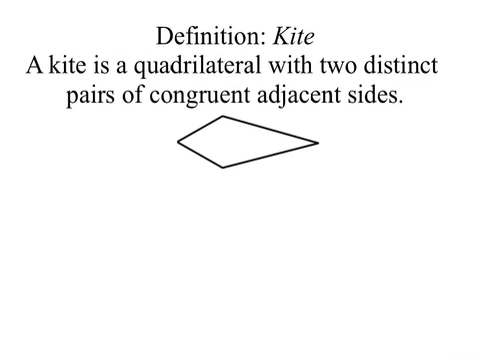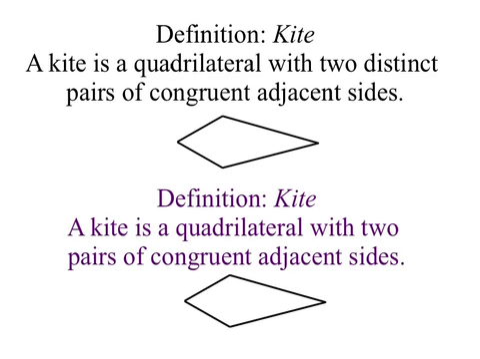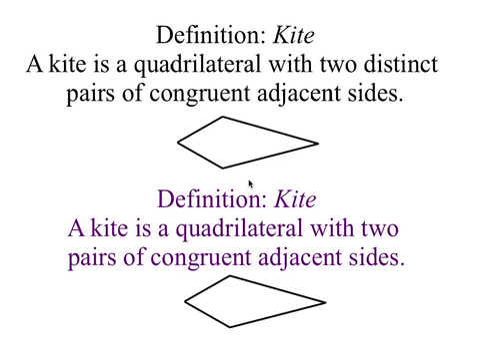And here's one more quadrilateral, the kite. A quadrilateral with two distinct pairs of congruent adjacent sides. And for the second time in the same lesson, there's an alternate definition for a term. The alternate definition for kite states that a kite is a quadrilateral with two pairs of congruent adjacent sides.